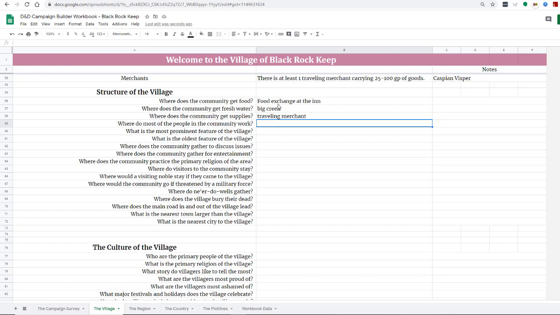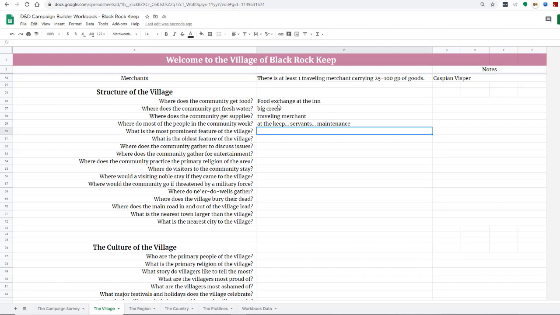Where do most of the people in the community work? They're going to be working at the keep. They're going to be servants, maintenance. You know, they're just going to be the people who clean up the keep, muck out the stalls, clean rooms, very low-level kind of work. But that's where most of the people work and get paid by the keep, by the military.